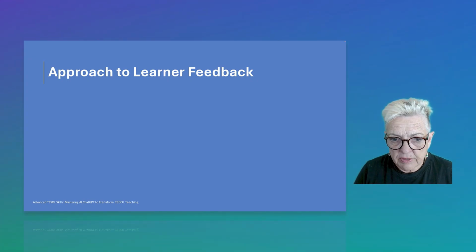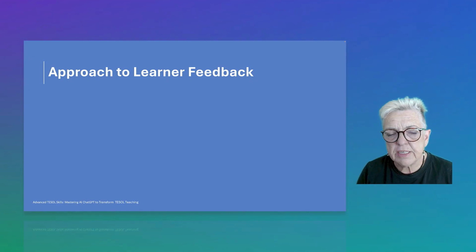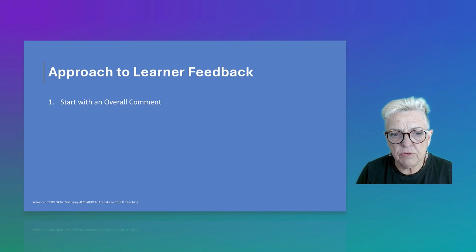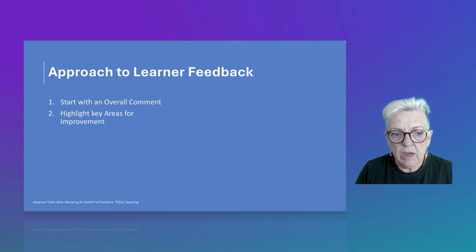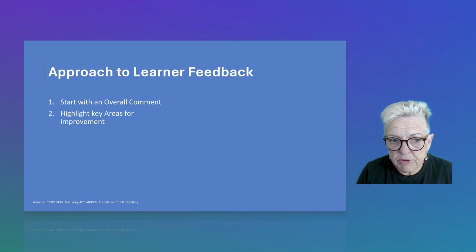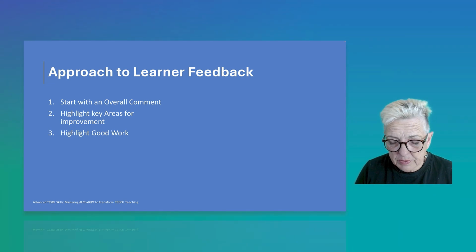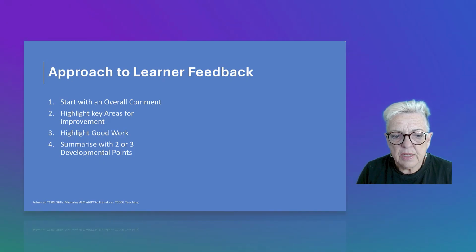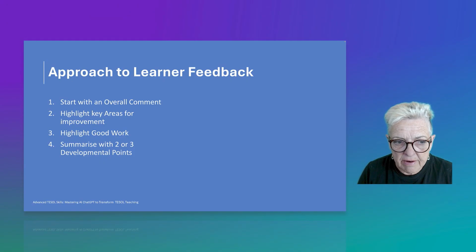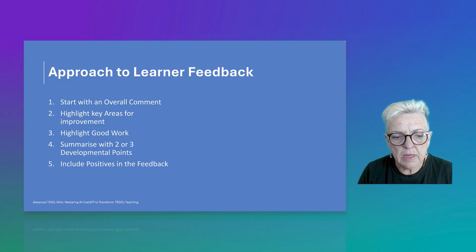So the students have given you a piece of written work and you want to process it. So I would suggest start with an overall comment. Highlight the key areas for improvement. 1 or 2 areas is usually enough. Highlight good work. We don't do this enough with our students. Tell them what they've done well. Summarise for 2 or 3 developmental points going forward, areas to work on. Include positives in your feedback.